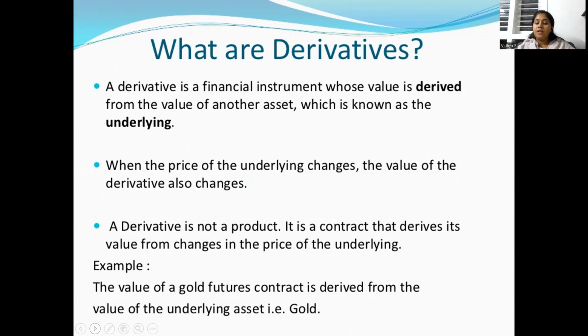When the price of the underlying asset changes, the value of the derivative also changes. The derivative is not a product. It is a contract that derives its value from the change in price of an underlying asset. That is the example I have given: the value of a gold future contract is derived from the underlying asset called gold. After 4 to 5 months, the gold rate can increase from 100 to 300 rupees. So what will become your underlying asset? The underlying asset will be your gold.